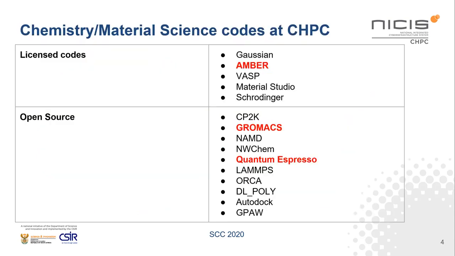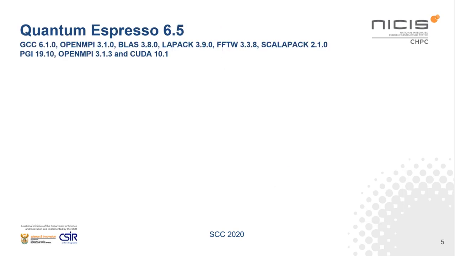What are the types of codes that one would expect to run on a high-performance computer? Here I provide a list of computational chemistry and material science codes that I have installed on the Center for High Performance Computing supercomputer. There are a number of them, ranging from both licensed codes and open source codes. I will be focusing on those that are highlighted in red for the rest of this presentation, and I will be showing you the different types of benchmark results I have obtained for these different applications.